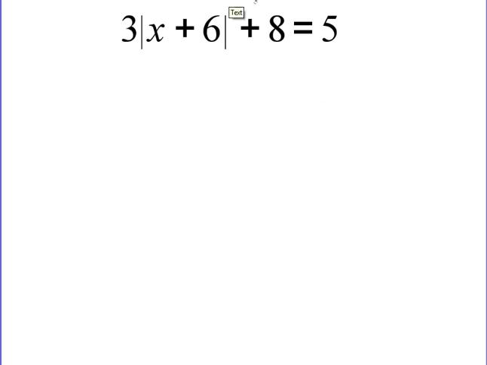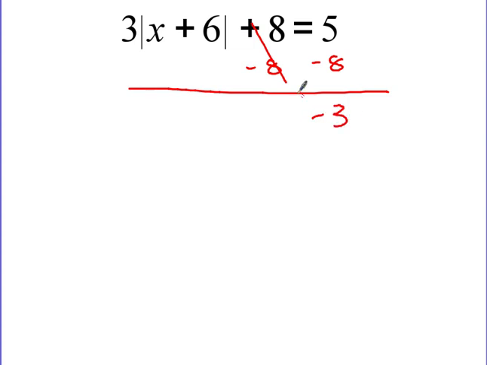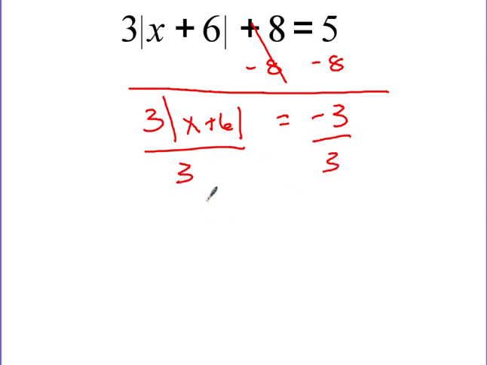So let's go ahead and isolate my absolute value expression. I'm going to subtract 8 from both sides this time, which is fine. And I'm going to get negative 3 here. 3 times the absolute value of x plus 6 is equal to negative 3. Now, when I divide by 3, I get the absolute value of x plus 6 is equal to negative 1.